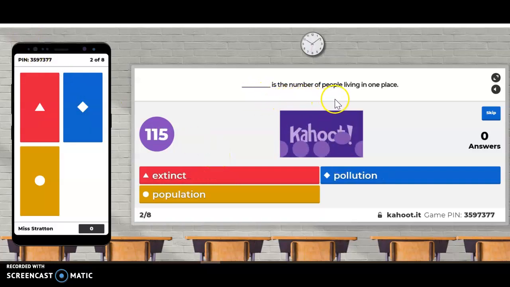Blank is the number of people living in one place. Is that extinct is the number of people living in one place for the triangle in red? Is it pollution is the number of people living in one place for the diamond in blue? Or is it population is the number of people living in one place for the circle in yellow?